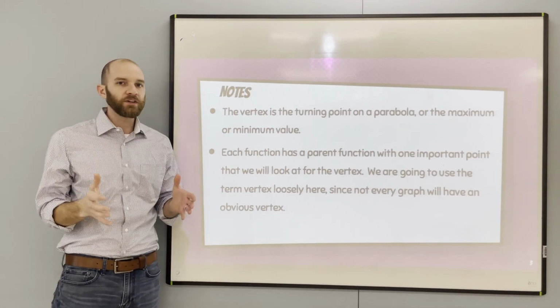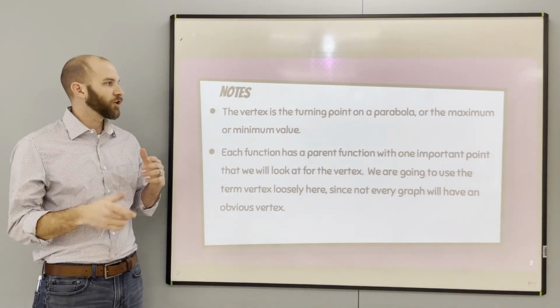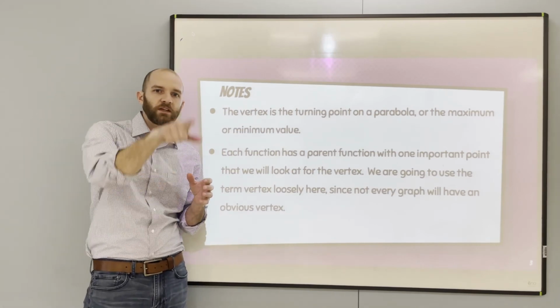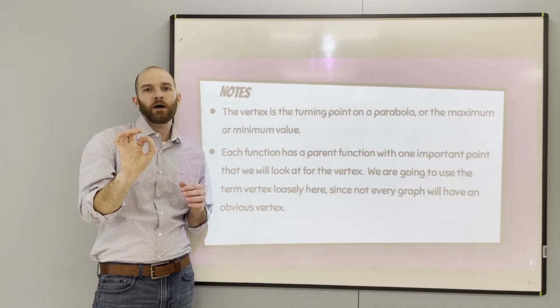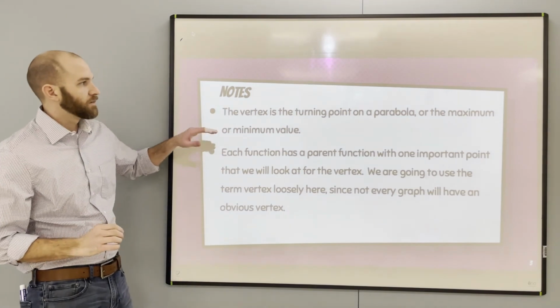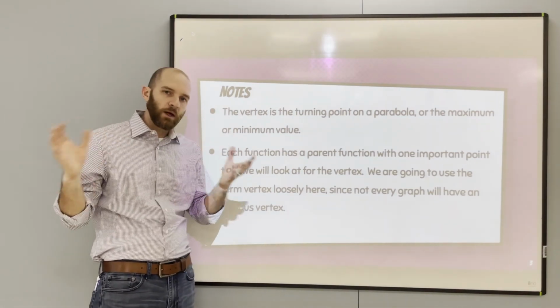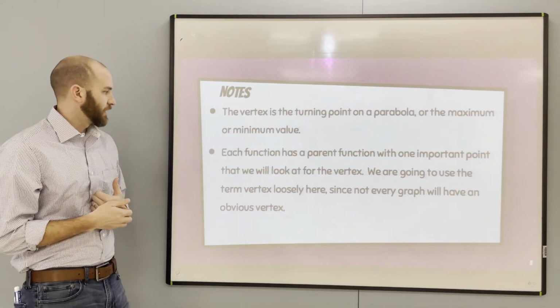A couple notes here in this video. The vertex is the turning point on a parabola. If we graph the function y equals x squared, we would see a little dip in the bottom, and that bottom point is our vertex. It's going to be the maximum value if it's upside down, or the minimum value if it's just y equals x squared, our standard equation there.